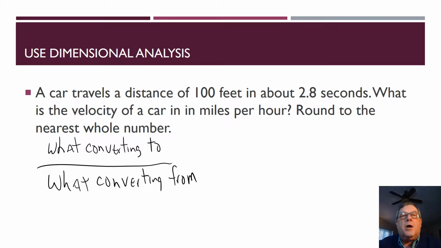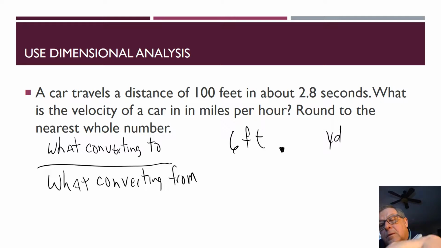Let's say I wanted to know how many yards, if I wanted to re-express, let me put it this way, 6 feet into yards. Well, you probably already know that 6 feet is 2 yards. But if I were going to set that up as a conversion ratio, I would have 6 feet times, now, what am I converting to? I'm converting to yards over, and what am I converting from? I'm converting from feet.